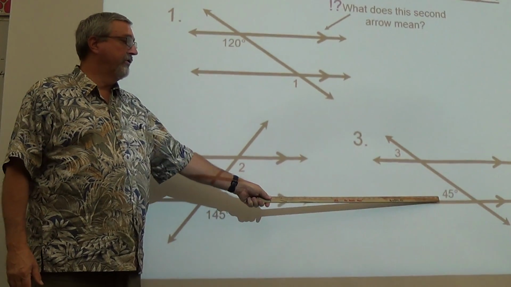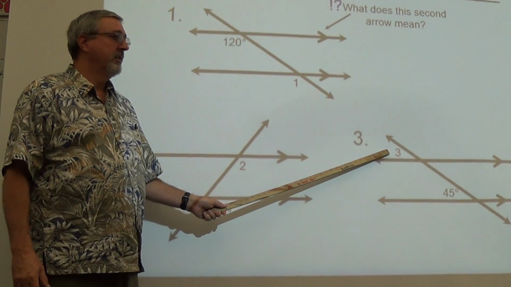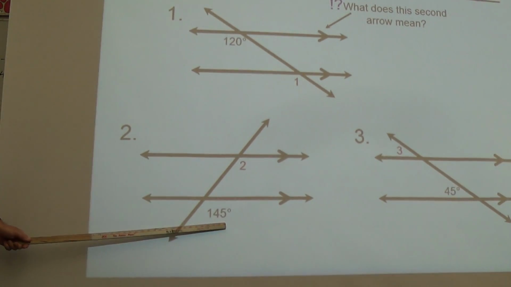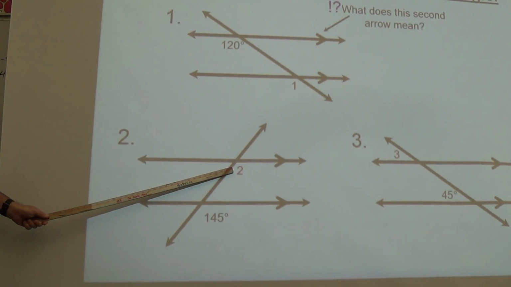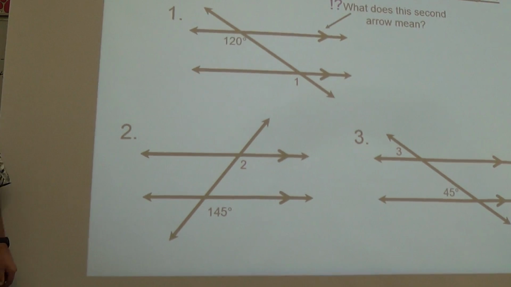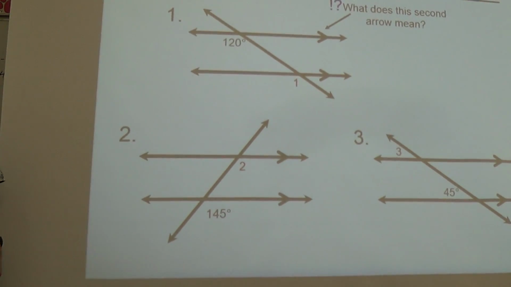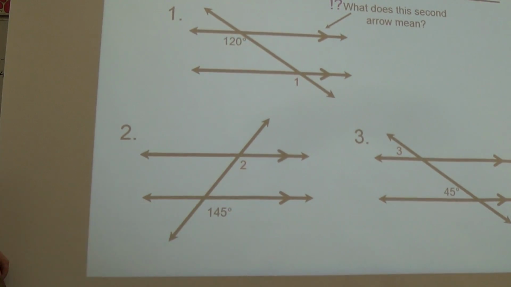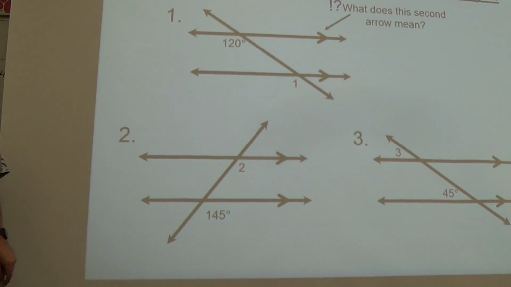Jamie, if this one is 45 degrees, what is this one? 45. Tommy, if this one's 145, what is this one? 145. Not too hard so far, right? Fairly easy. If you have corresponding angles in parallel lines cut by a transversal, they have the same measurement.